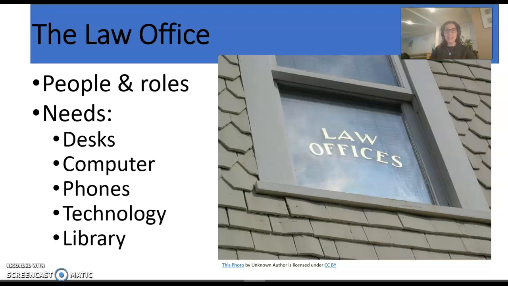So, and that in addition, we can also think about mail and stamps and photocopy machines. So there's a lot of needs a law firm or a law office needs to operate. And that is something else we will carry through the whole semester, is how we as paralegals can help support getting all of this up and running so that the lawyers can deliver the legal advice to the client and we can get the results that we want.